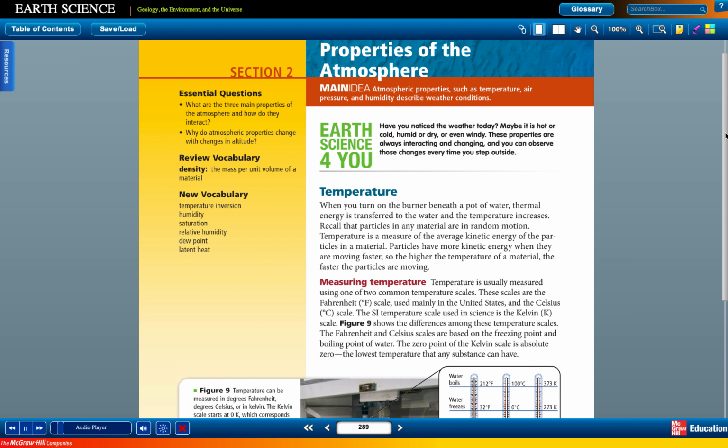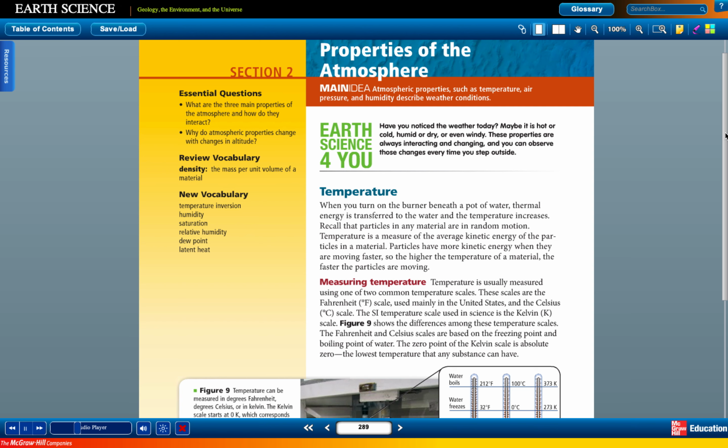Air pressure and humidity describe weather conditions. Real-world reading link. Have you noticed the weather today? Maybe it is hot or cold, humid or dry, or even windy. These properties are always interacting and changing, and you can observe those changes every time you step outside.